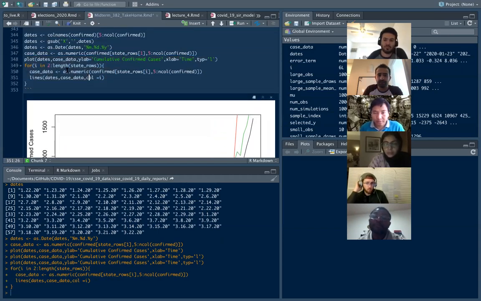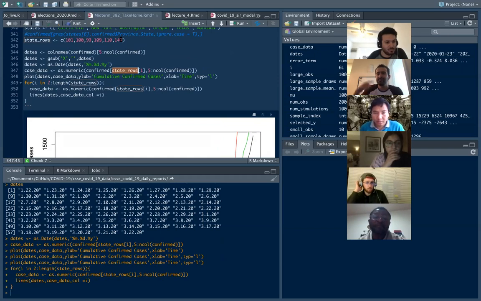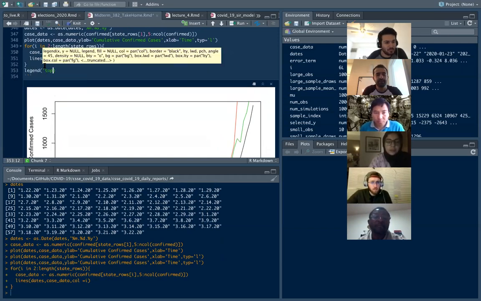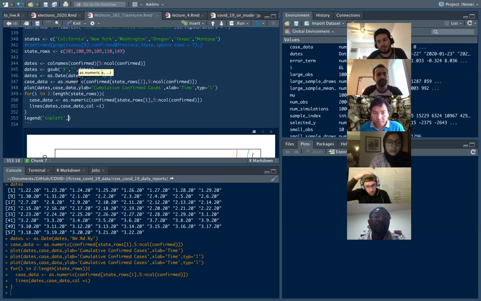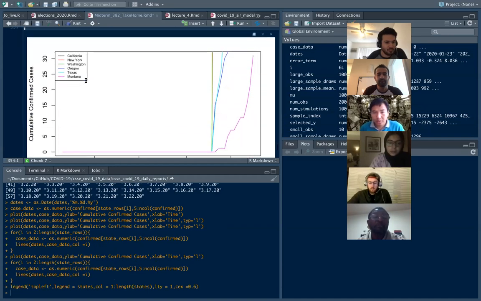Okay, so basically, once you create a vector that has all the state rows, like I did here, 101 to 149, you can just loop through and plot out each of those as an additional line. Then you can do things like add a legend. Maybe in the top left-hand corner, the legend will contain the states that I've written up here. And the colors will be 1 to the length of states, because I just gave each line the ith color. And we'll give it a line type of 1, and we'll make the size equal to 60% of its normal size. And if we highlight and run all of that together, there we go.